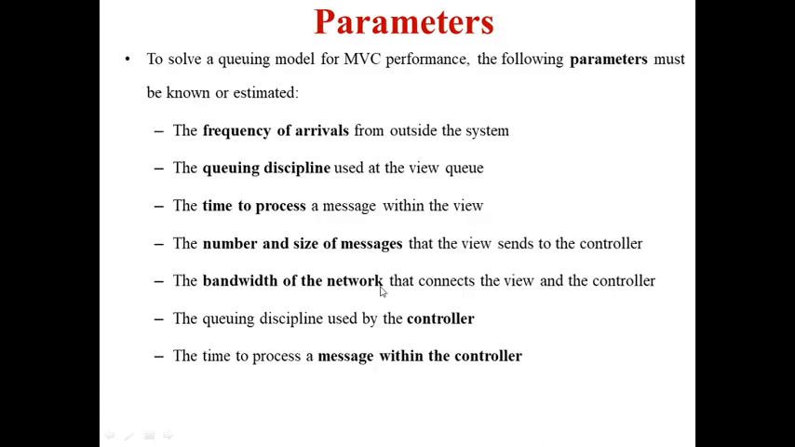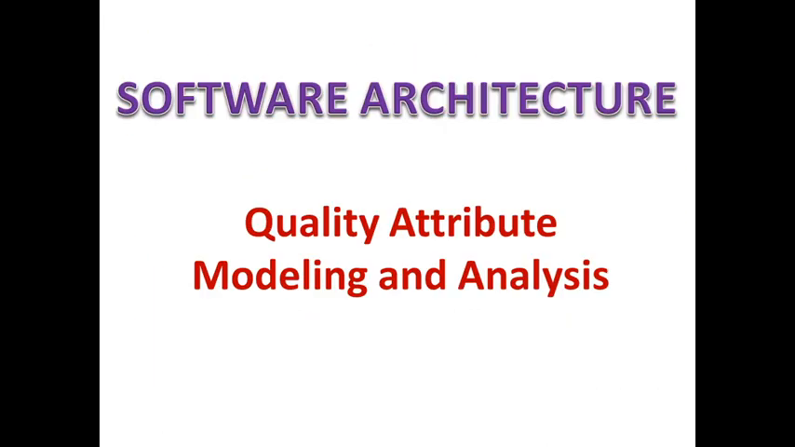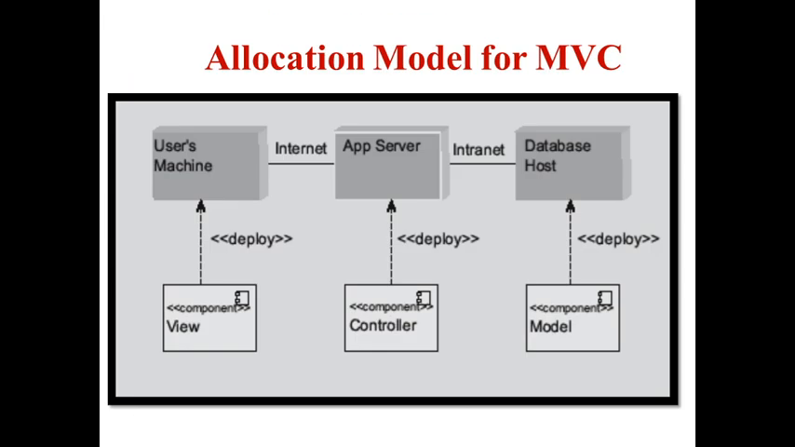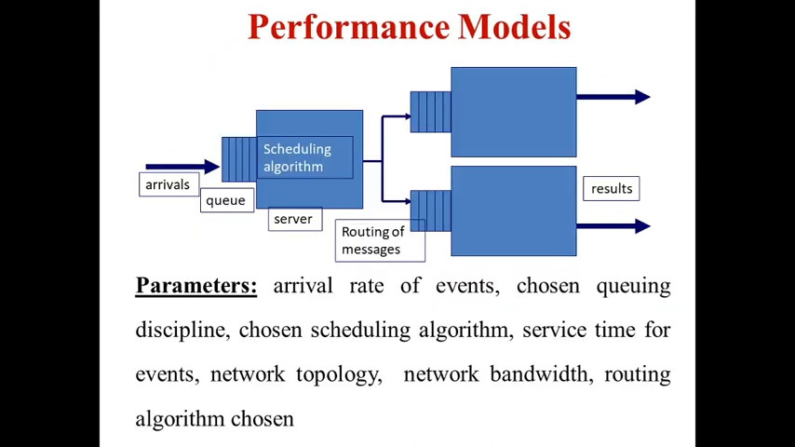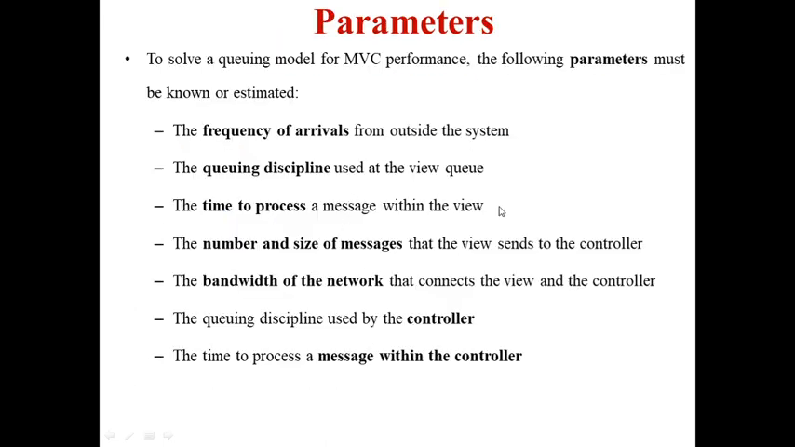Next, we studied various parameters for MVC, right? Here we studied the various parameters. So this is the parameter in the first picture itself. So we studied various parameters, how these parameters are going to be used and how it is going to be estimated. That is only we are going to study here. So first one is the frequency of arrivals. That is only we have studied, arrivals.